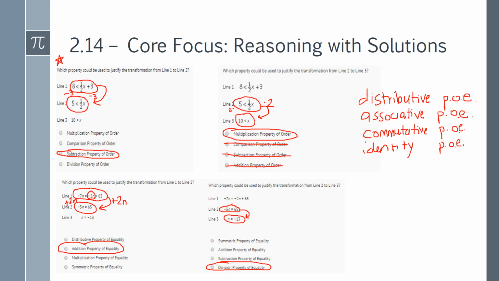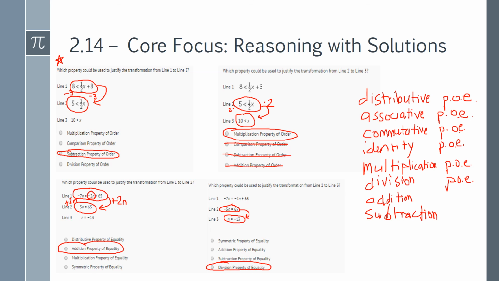These are the options. These are the reasons you can give. There's the multiplication. You might see multiplicative. That's just a fun word. Multiplication property of equality. There's the division, the addition, and the subtraction. Those are the reasons you can give. 99% of the time, your reason's going to come from this list.